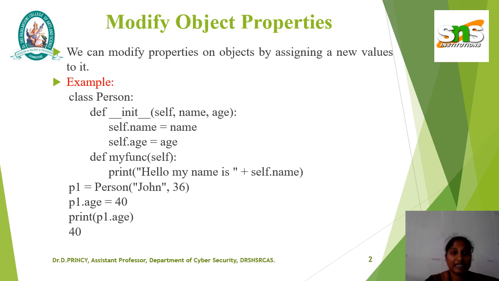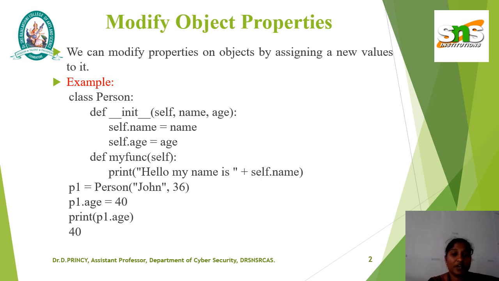For example, class Person. __init__ is an initialization method which is invoked when the object is created. I'm also creating one more user-defined function called myfunction. It takes only a self parameter, so there is no need to pass any variable. It has only a display method. The print statement displays "Hello, my name is" followed by the received name. I'm creating an object using the constructor of the class Person, John comma 36. So John is assigned to the variable name and 36 is assigned to the variable age.